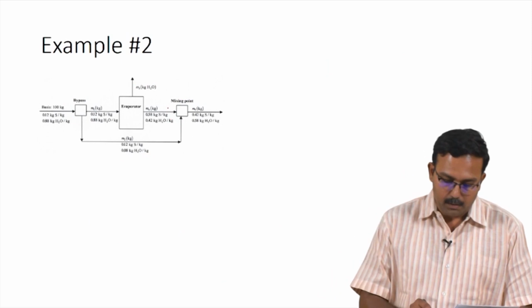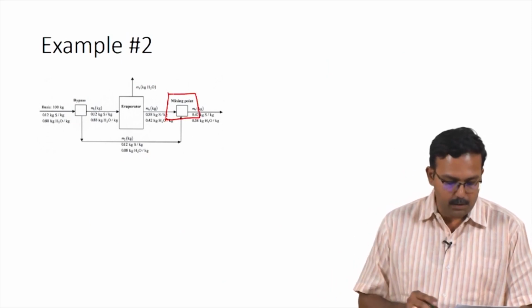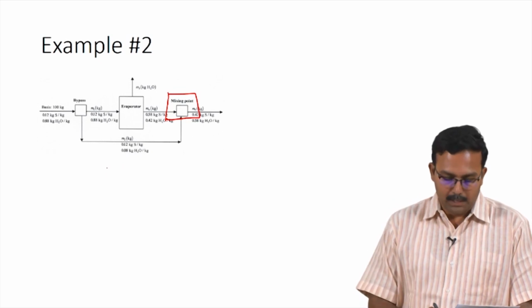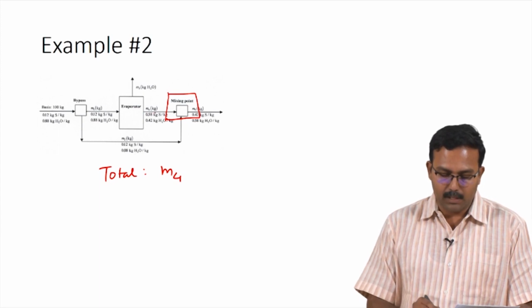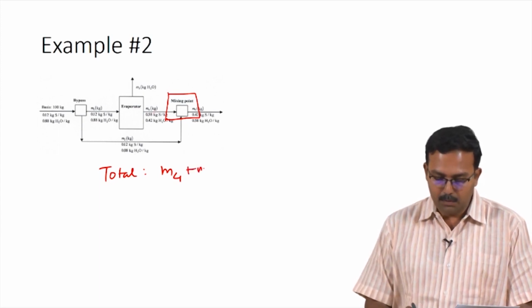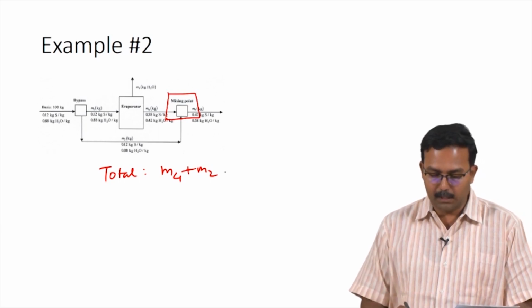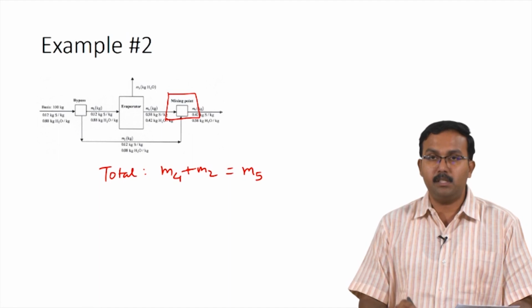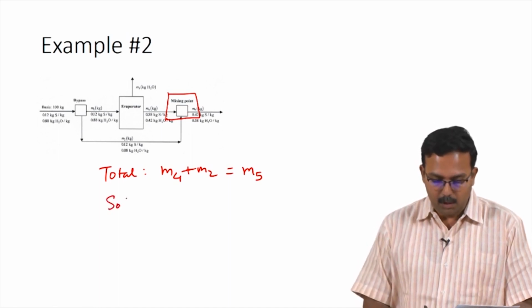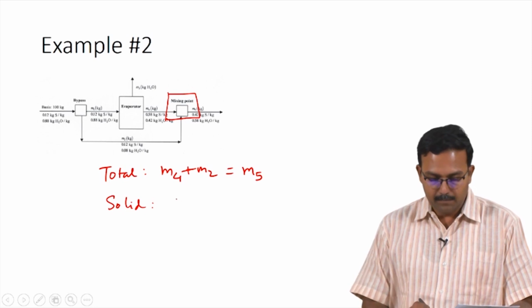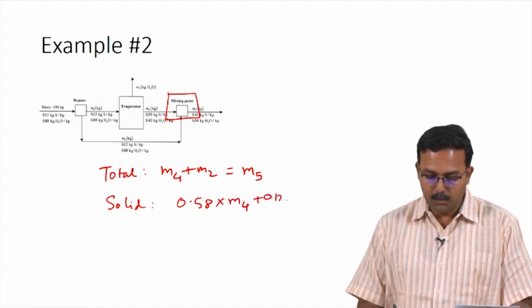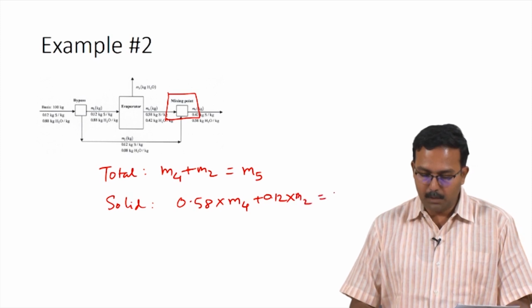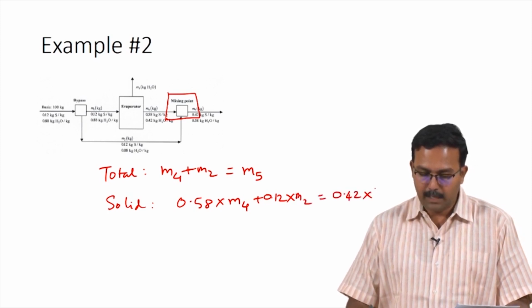So, for the mixing point, let us try to write the balance equations. The total mass balance for the mixing point would be m4, which is the mass entering through the concentrated juice, plus m2, which is the bypass stream also entering the mixing point, giving you m5, which is the final product. We can also write a solids balance. The solids balance would be 0.58, which is the mass fraction of solids in m4, times m4, plus 0.12 times m2, would be equal to 0.42 times m5.